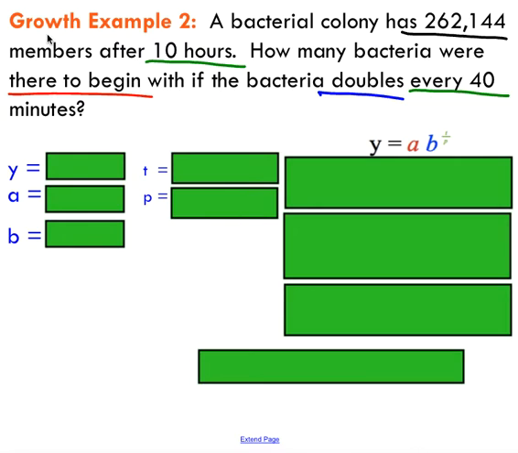Working with exponential growth, you've got a bacterial colony that has 262,144 members after 10 hours.